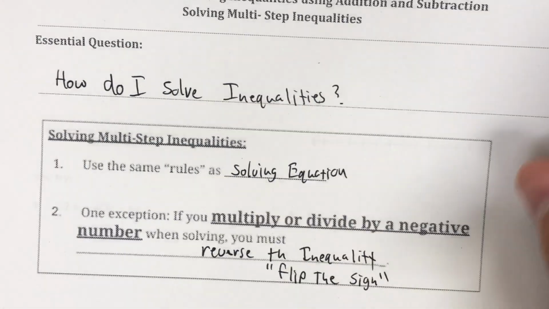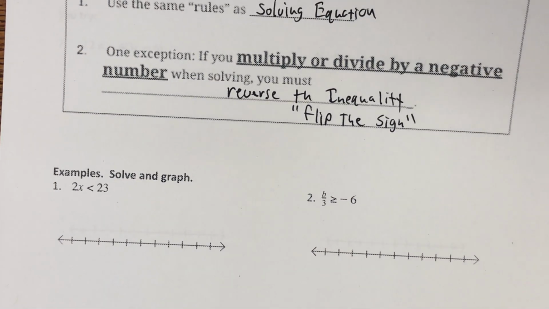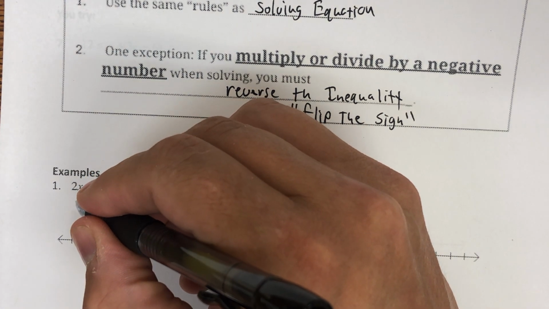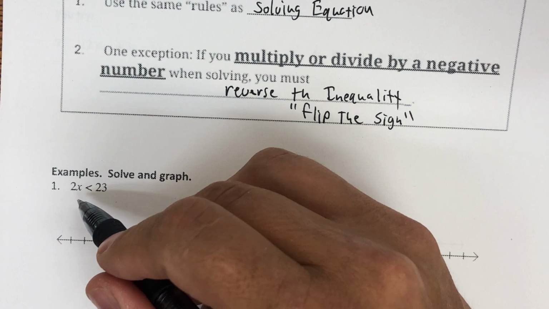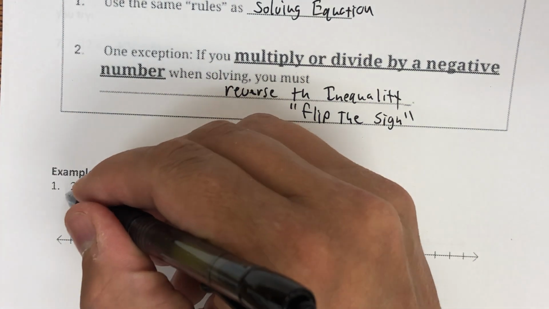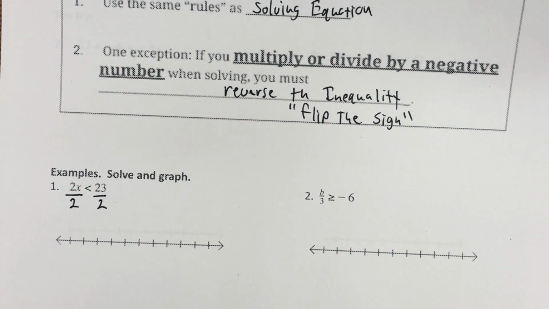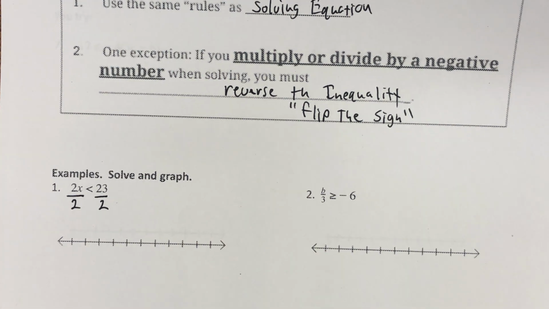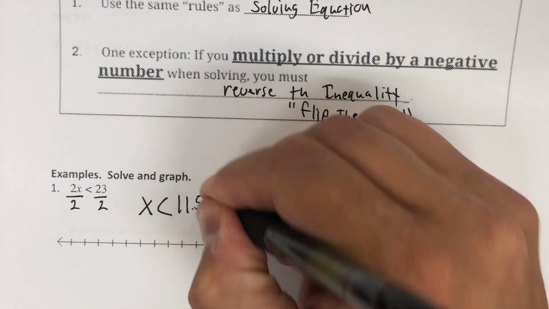So we're going to start off with some pretty straightforward ones. Our first one just says 2x is less than 23. Keep in mind, we want to isolate the variable. In order for us to isolate this variable, I need to get rid of the 2. 2 is being multiplied. The opposite of multiply is to divide. So I'm going to divide both sides by 2. I did not divide both sides by a negative here, so I do not need to flip the sign. 23 divided by 2 is 11.5. So x is less than 11.5.